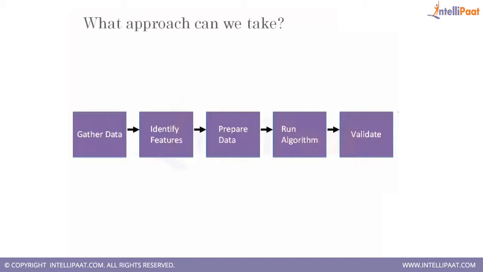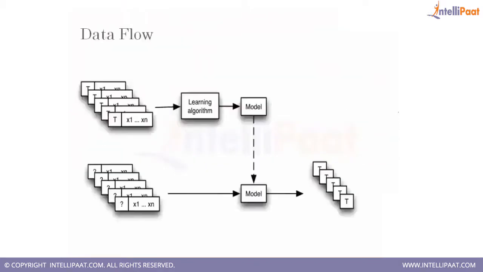Then you run the algorithm. Usually the algorithms run in two steps. So it goes like this. You have prepared the data, you run it through the learning algorithm and create what is known as a model. Okay. Then the second thing is when the new data comes in, you don't know what the categories are.